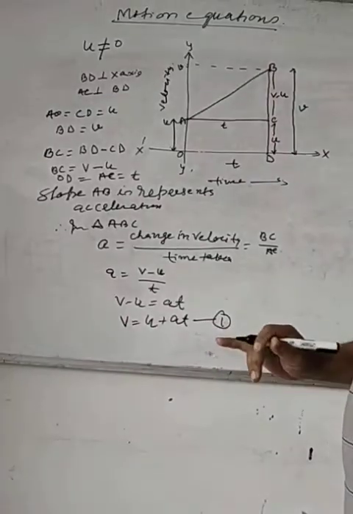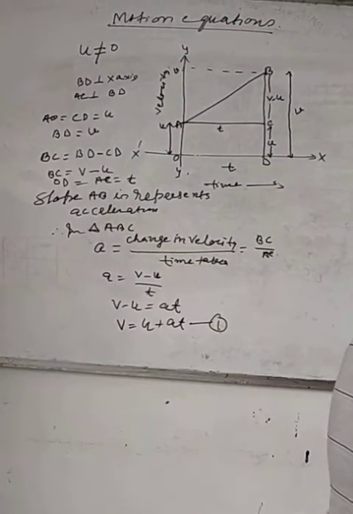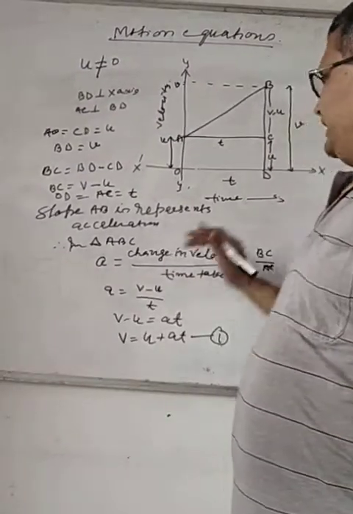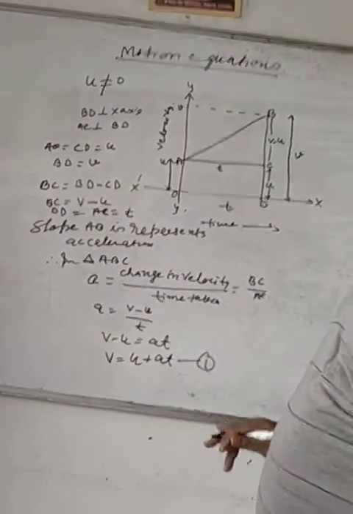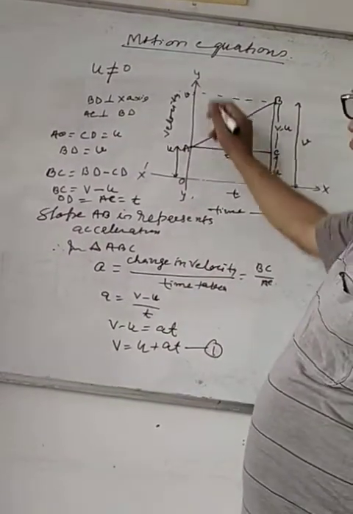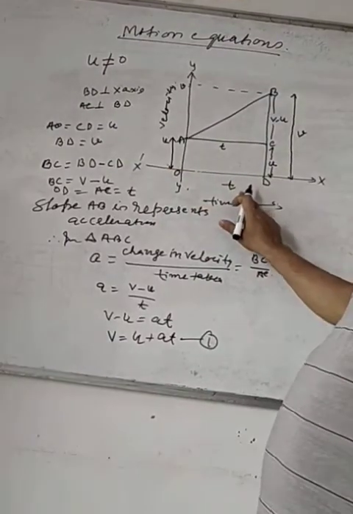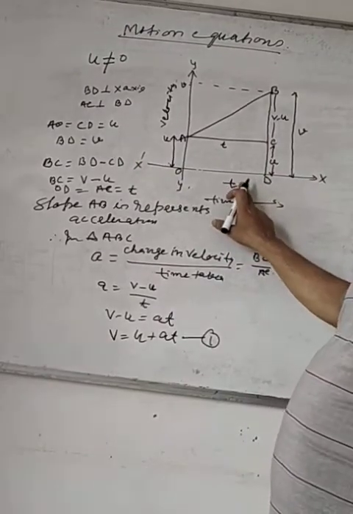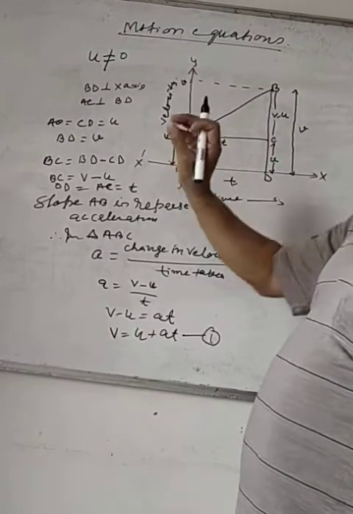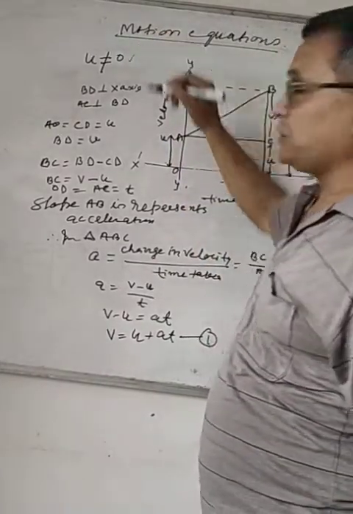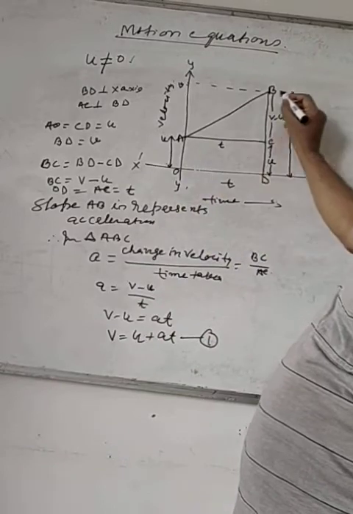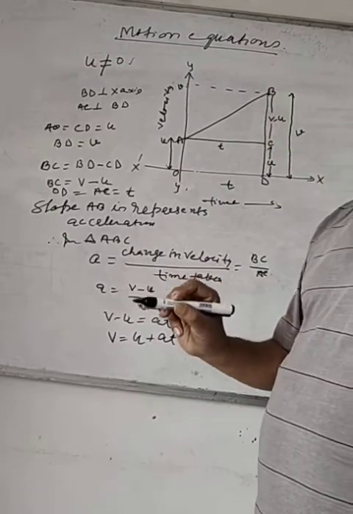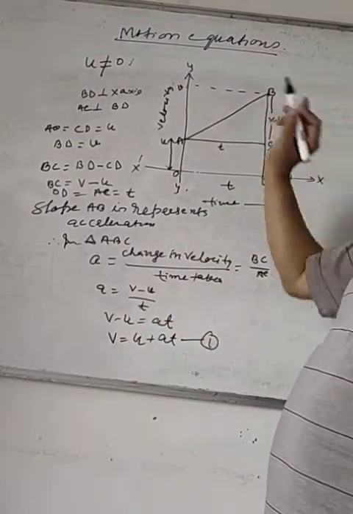And it is the first motion equation. Now the second motion equation. This is explained as follows. Let us repeat the graph between velocity and time. The y-axis is velocity and the x-axis is time. When a body moves with some velocity, U not equal to 0, and is uniformly accelerated, the slope AB represents the uniform acceleration.